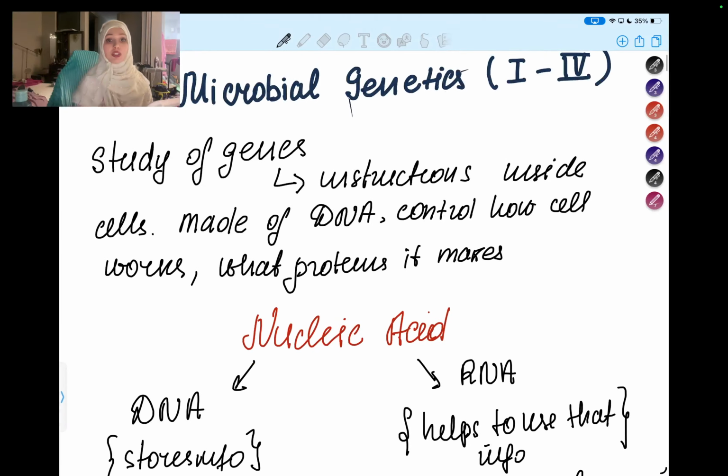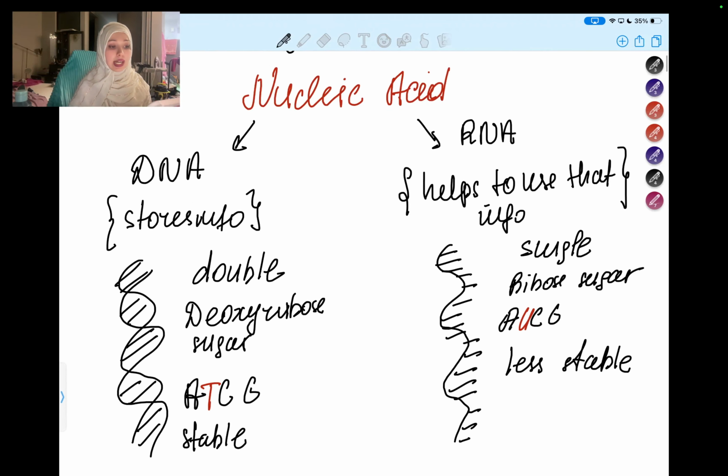So microbial genetics is the study of genes and basically instructions inside of the cells. It is made of DNA, controls how a cell works and what protein it makes. So we have the nucleic acid, and nucleic acid is either DNA or RNA. DNA stores information and RNA helps to use that information.